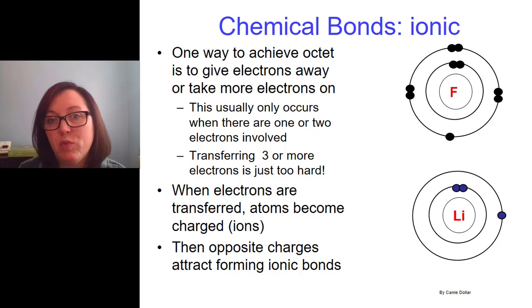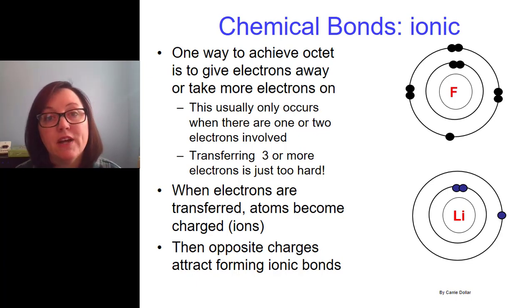So let's take a look at the example we have here on the screen. At the top, we see an atom of fluorine, and it has 7 electrons in its valence shell. At the bottom, we see an atom of lithium with 1 electron in its valence shell. Neither of these atoms have a full valence shell, so they are both unstable. However, we can very easily make them both stable by transferring lithium's valence electron to fluorine.